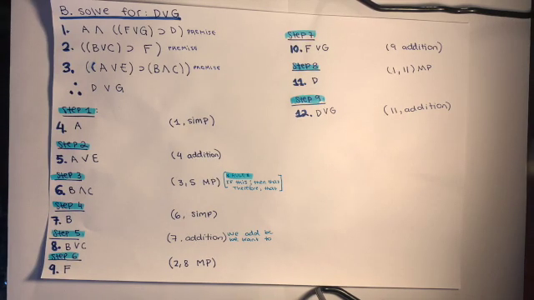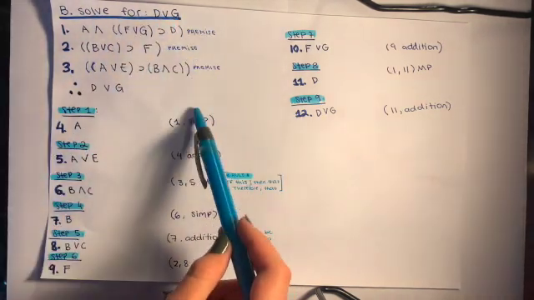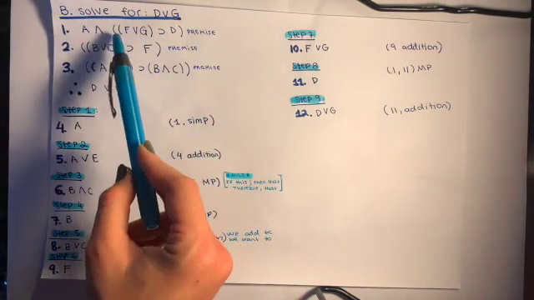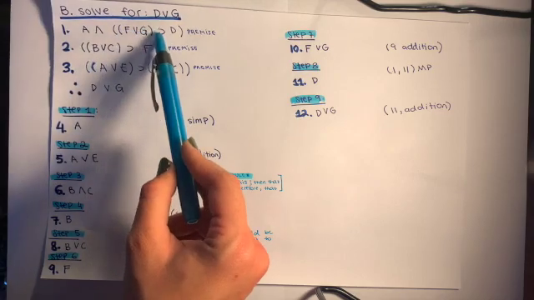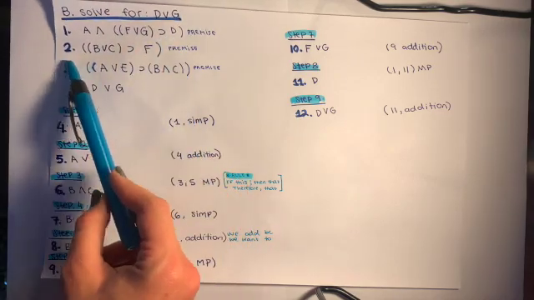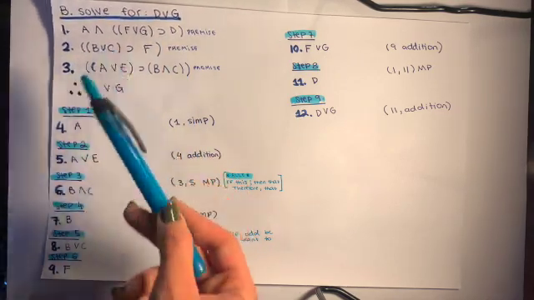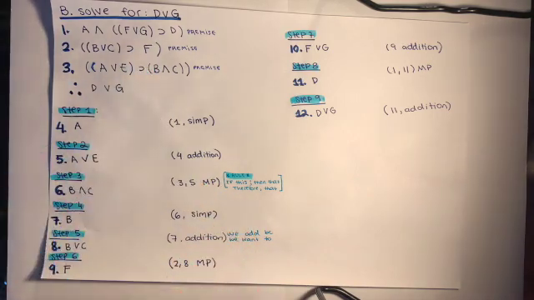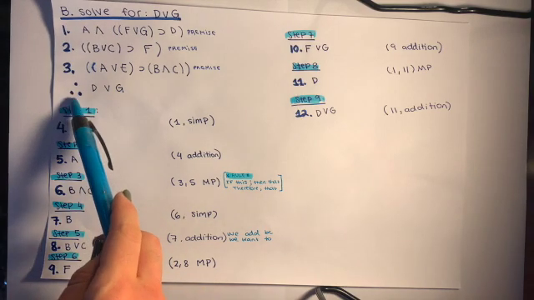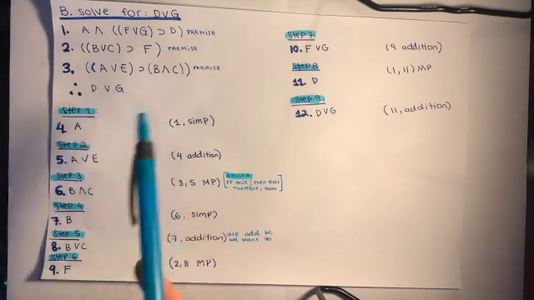So for problem number B of direct proofs, we have to solve for D or G. We have 3 premises. The first premise is A and F or G, then D. Premise number 2, B or C, then F. And the third premise is A or E, then B and C. And we have to prove that D or G is true.